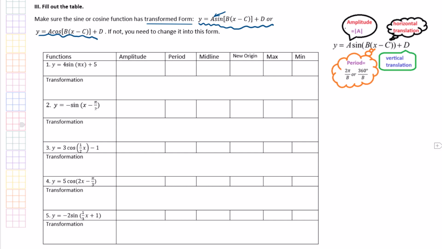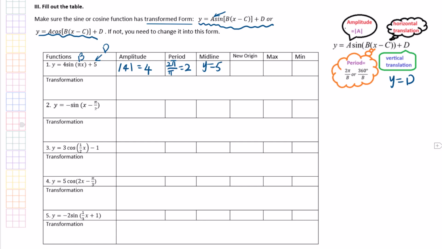transformation. Question 1. Y equals 4 sine pi x plus 5. Amplitude, absolute value of 4 equals 4. The period is 2 pi over b. B, this is pi, so the period equals 2. For midline, y equals d is the midline. This is d. So y equals 5 is the midline.